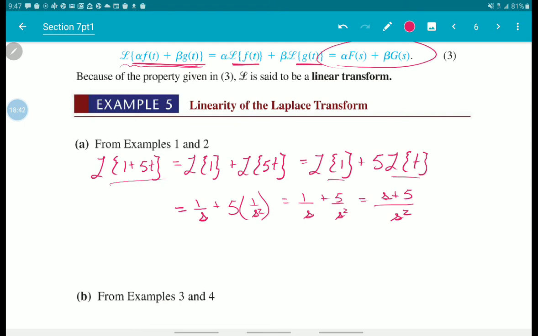Now that restriction on s, you have to think about the intersection. In this guy, when we found the Laplace of 1, s had to be greater than 0. I'm going to write this over here. When we found the Laplace of t, s had to be greater than 0. So this works when s is greater than 0.